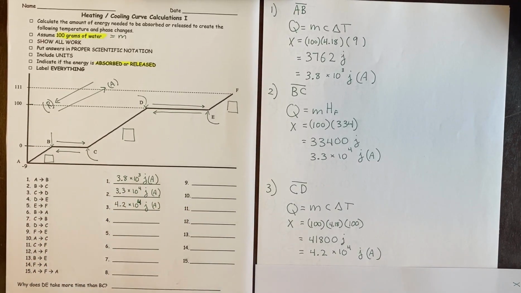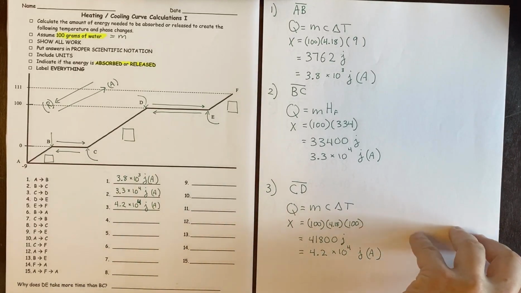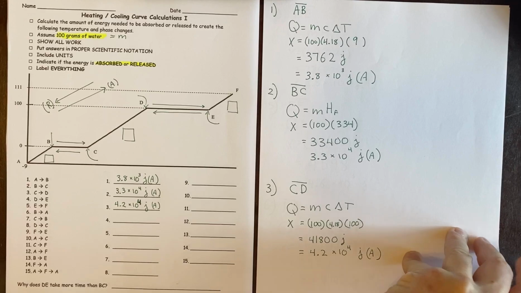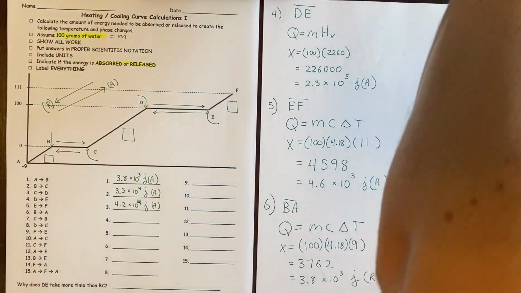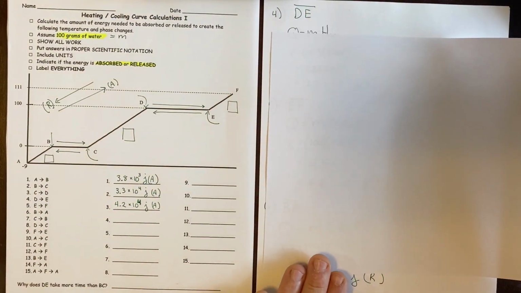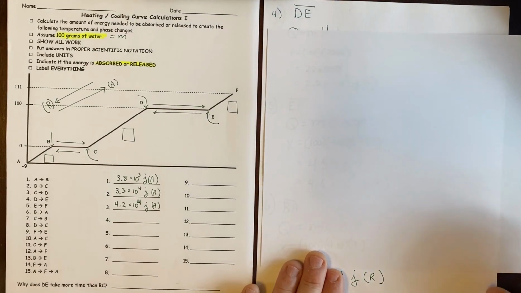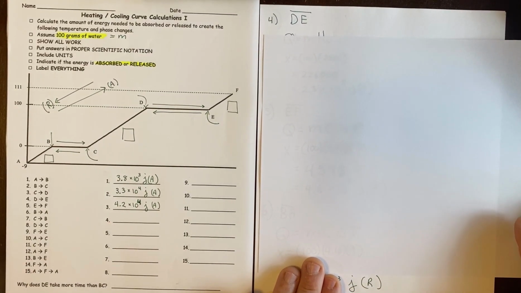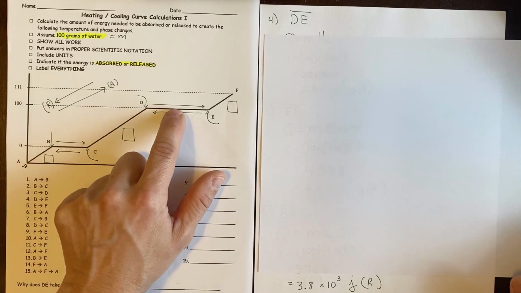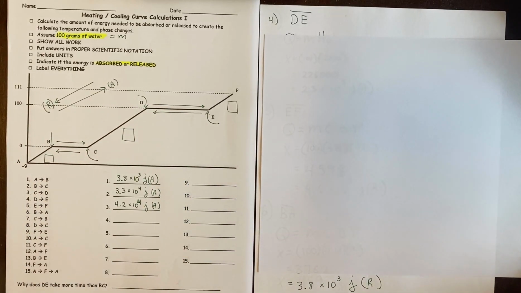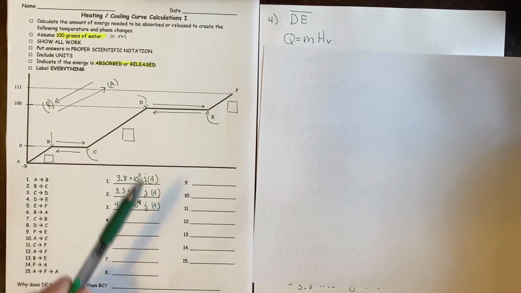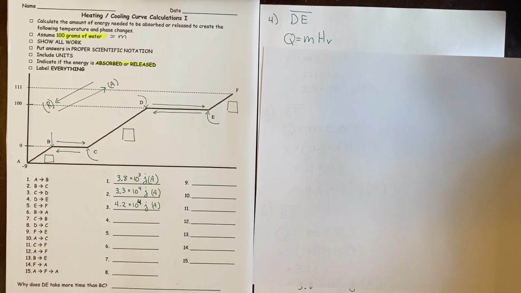And there we go. So that's number 3. Now let's look at number 4, DE. So on segment DE, we have vaporization. So Q equals mHv, because V is for vaporization, and I know it because I know how to label a heating cooling curve, and that's what's happening. A liquid is turning into a gas.